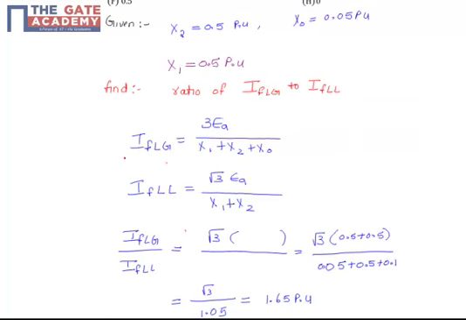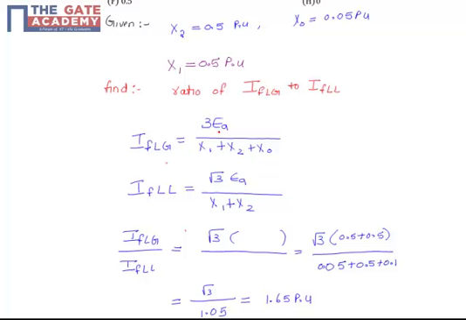In order to find the fault current line to ground, the formula is 3 EA by x1 plus x2 plus x0, that is positive sequence reactance plus negative sequence reactance plus zero sequence reactance. The formula for the fault current line to line is √3 EA by x1 plus x2, that is positive sequence reactance plus negative sequence reactance. So we have to find the ratio of the fault current line to ground to the fault current line to line.